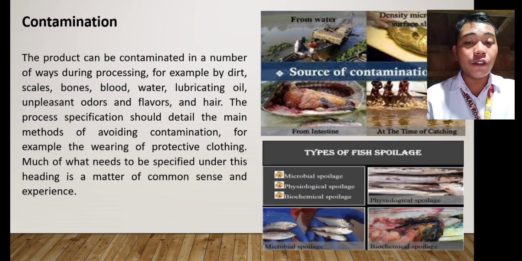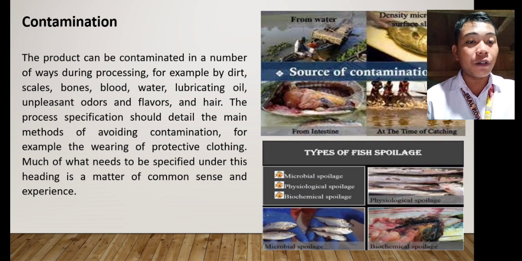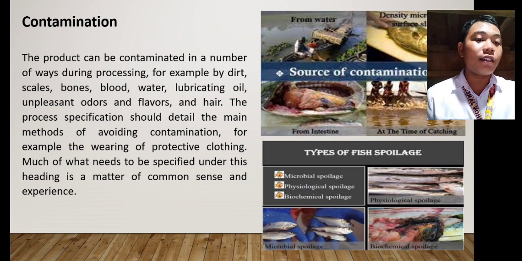The one that needs to be considered is the contamination or the contaminants. The product can be contaminated in a number of ways during processing. For example, by dirt, mga hugaw, scales, or mga imbis, bones, bukog, blood, dugo, water, contaminated water, polluted water, lubricating oil, unpleasant odors and flavors, and hair. The process specification should detail the main methods of avoiding contamination. For example, the wearing of protective clothing. Much of what needs to be specified under this heading is a matter of common sense and experience.